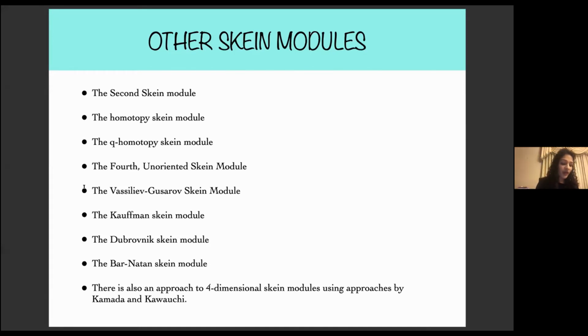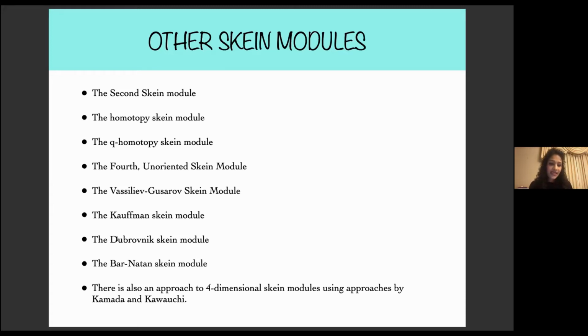The Kauffman Skein module and Dubrovnik Skein module are some other examples, and these two are actually very interesting because when Kauffman discovered the Kauffman two-variable and the Dubrovnik polynomials, he showed that there's a substitution which makes both of the polynomials equivalent for links in S3. But as it so happens, these two Skein modules diverge when we work with links in lens spaces. So these two Skein modules are not equivalent in lens spaces, even though they are equivalent in S3. This was shown by Maciek Mroczkowski.